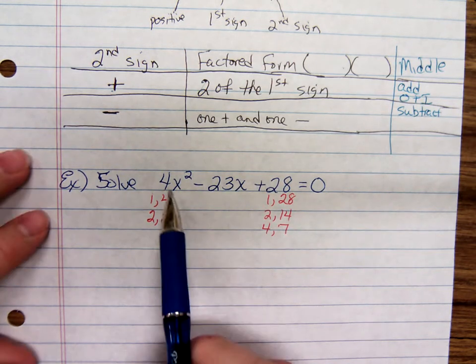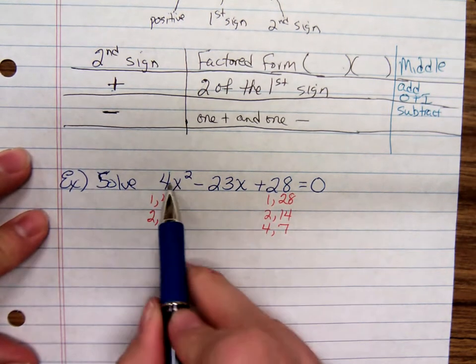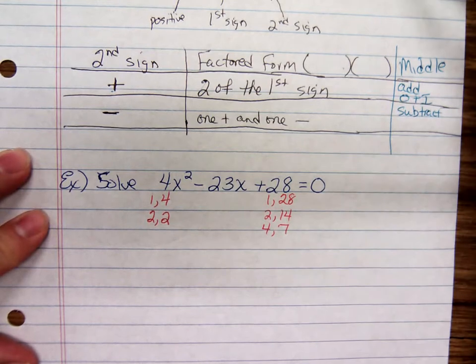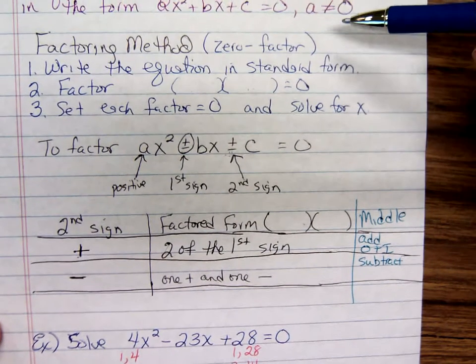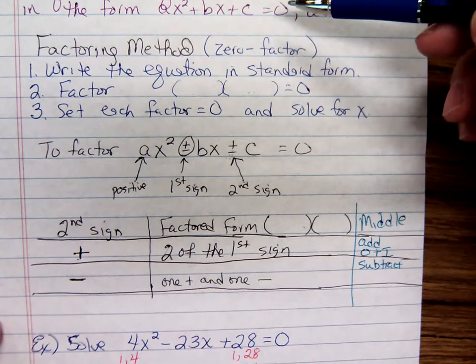Okay, numbers that multiply together to give 28: 1 times 28, 2 times 14, and 4 times 7. Notice, I should have mentioned this already, this is already in standard form. When I said write it in standard form, ax squared plus bx plus c equals 0, it's already done like that.